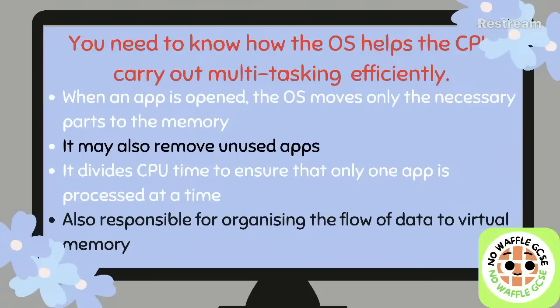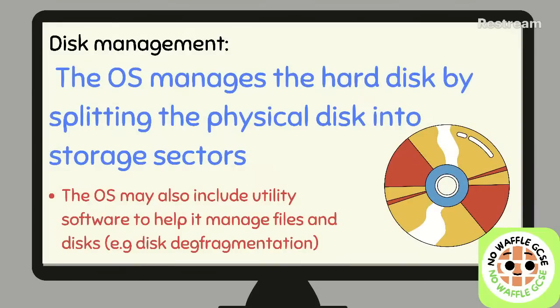Now, disk management. This is another responsibility of the operating system. So the operating system manages the hard disk by splitting the physical disk into storage sectors. The operating system may also include utility software to help it manage files and disks, for example, disk defragmentation, which is a topic you look at later on.